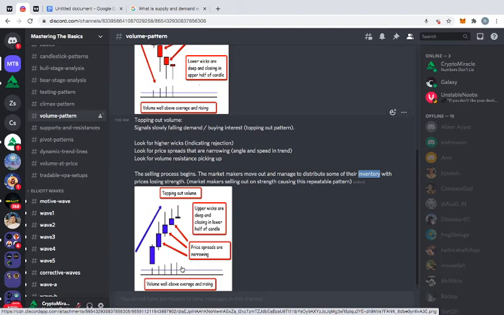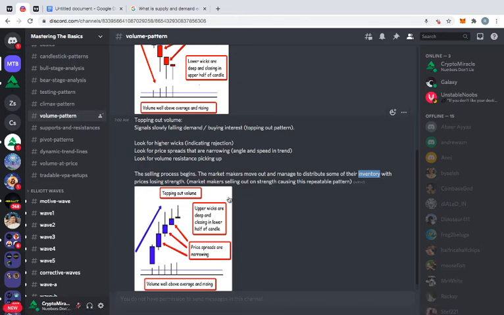Once you see large volume here, the market makers, the big money, there is a lot of volume, right? Which means big money is doing something. They're either selling or buying, but they are distributing at this point because there are some wicks and it's just looking bearish all day long. So price is losing strength. Market makers are selling out on strength, causing a repeatable pattern.